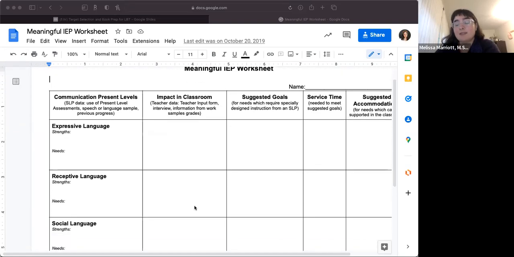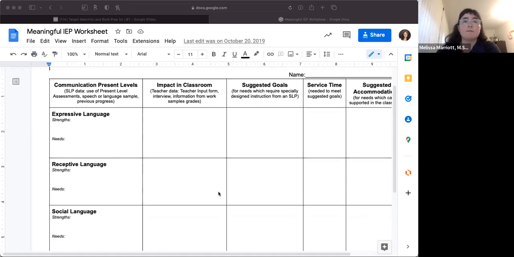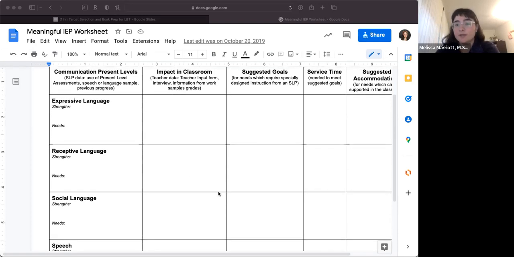That might not be something that ends up being a real relevant goal for that student. So my job as a school-based speech language pathologist is always, always, always to provide therapy that is relevant to the curriculum. And so if there is no impact in the classroom, then that's not an area that I need to intervene.